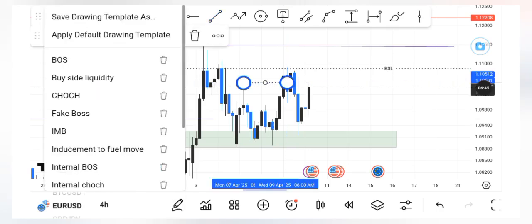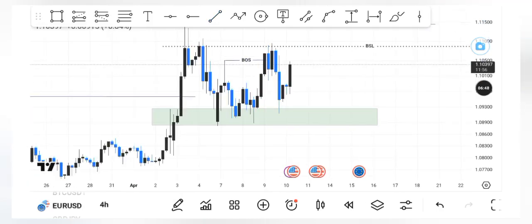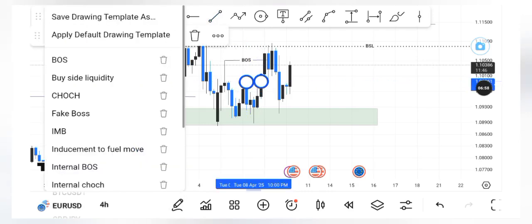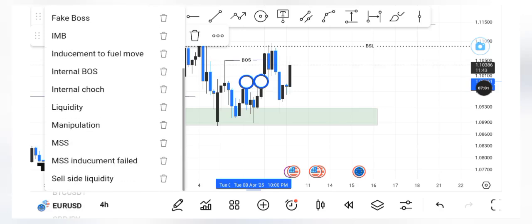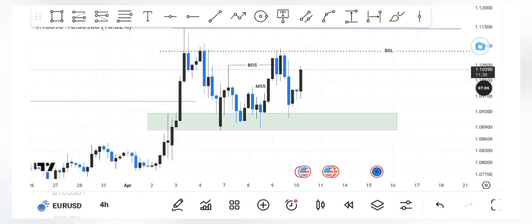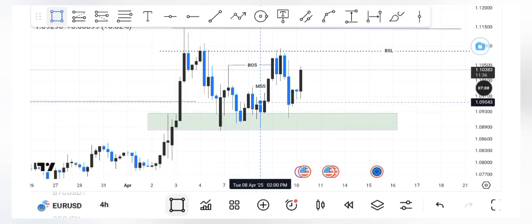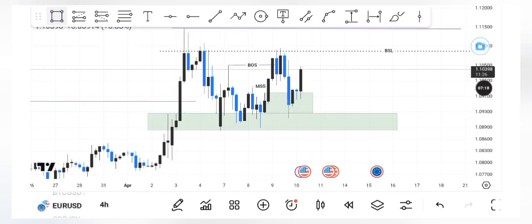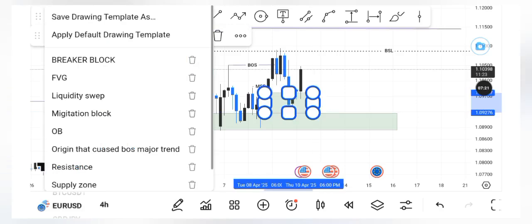Looking at the internal structure, it has caused a breakout structure to the upside. We're also having a market structure shift, MSS, or a change of character to the upside, which means our bias is bullish. We still expect a bullish movement. So we mark, as I told you, the origin that has caused the breakout structure, the last candle before the impulse.